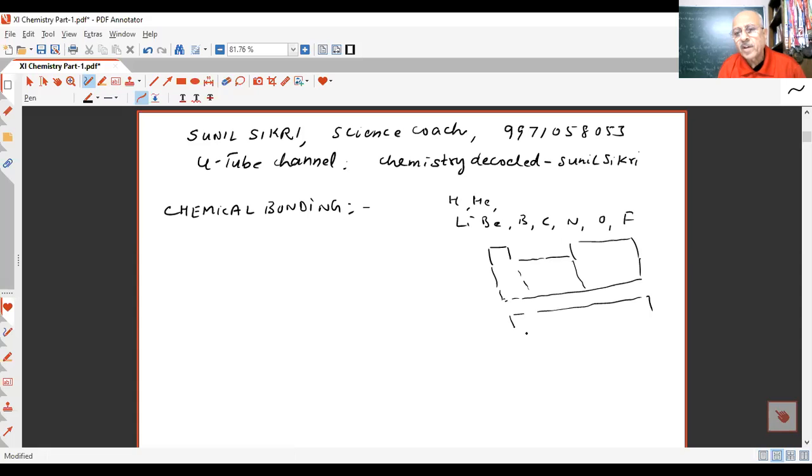In the periodic table, what do you find, students? There are four blocks: S block, P block, D block, and F block. These are your group 1 and group 2 elements: alkali and alkaline earth metals. Transition elements are mostly here, the D block, and then P block elements, group 13 to group 18. Group 1, 2, and here 3 to 12. And here you have the inner transition elements, which are lanthanides and actinoids, the F block elements.